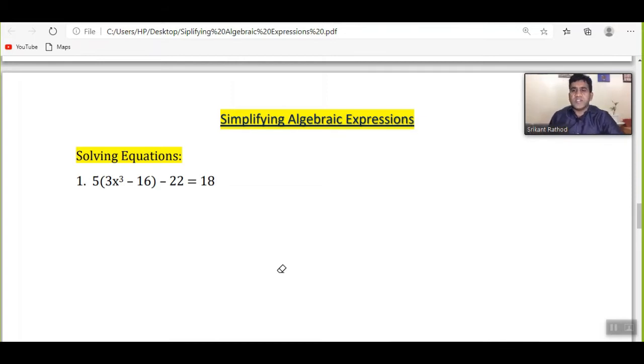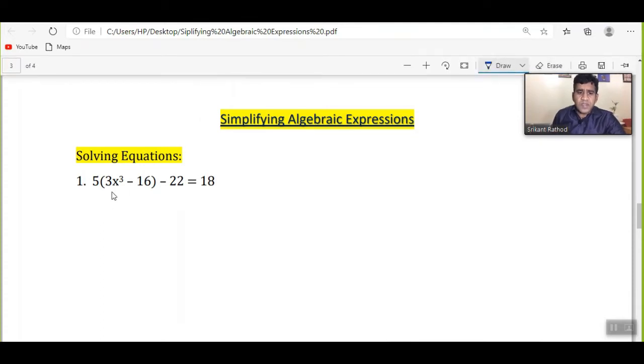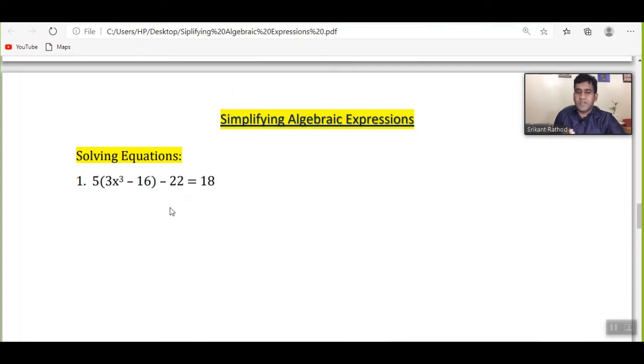Let's just check how I solve this. So for simplifying this expression, this is 5 times 3x cube minus 16 minus 22 is equivalent to 18, it says. So first what I'm going to do here is simplify as much as it can be, then I can use this simplification for the variable. So here the variable is x and the highest power of x here is going to be 3. Then I can say this is an algebraic expression with degree 3, right? So now the first step I'm going to do here is separate the constants, that is 22, add 22 on both sides.